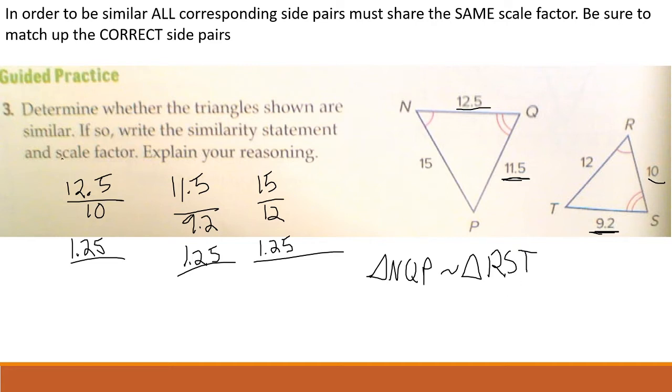And then it asks me what the scale factor was. If I label it this way, I could say the scale factor going from NQP to RST. Am I going from a bigger one to a smaller one, or a smaller one to a bigger one? Well, this triangle is bigger because all the sides are bigger. 12.5 is bigger than 10. 11.5 is bigger than 9.2. 15 is bigger than 12. So I'm going from bigger to smaller in this direction. NQP to RST is bigger to smaller. So I'd say the scale factor is dividing by 1.25. If I take 12.5 and divide it by 1.25, I get 10.